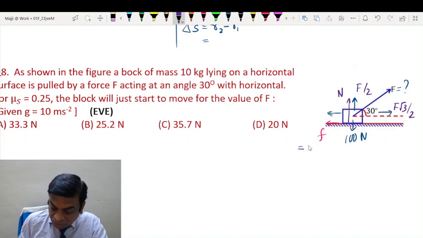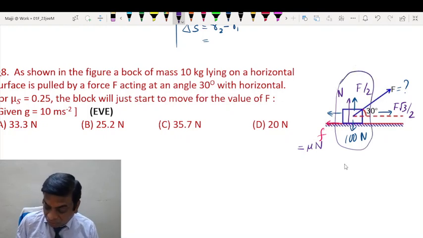Now since the block is on the verge of motion, we can use frictional force equal to mu into N. So we have to find N. In order to know N, we have to consider the vertical equilibrium. So for vertical equilibrium, we can write N plus F by 2 is equal to 100. So the normal reaction is 100 minus F by 2.